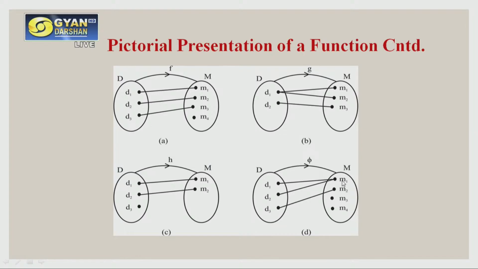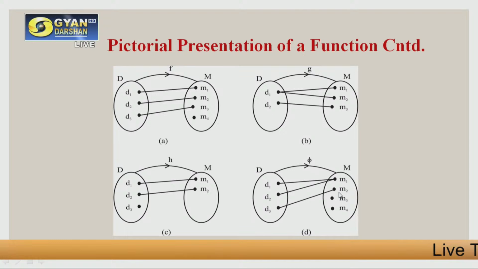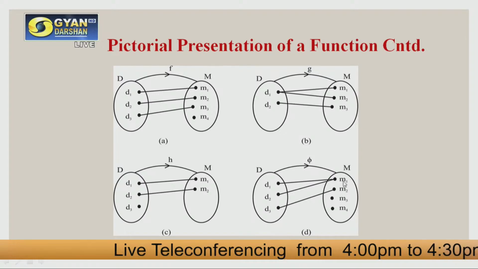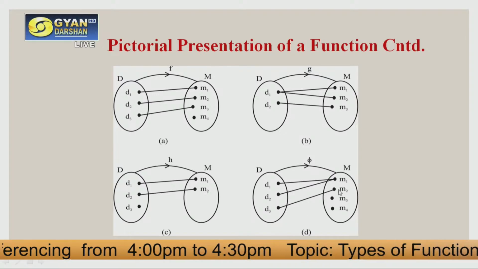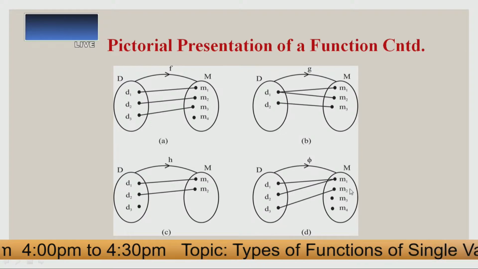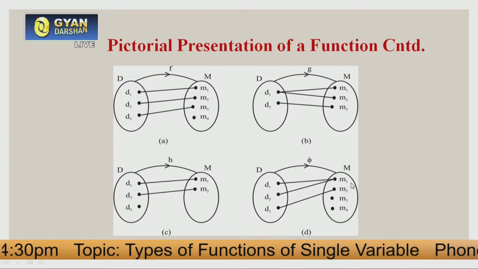Now in part D, the set of all daughters is the domain, so the domain has 3 elements. The codomain is the set of all mothers. But in the range, only those mothers having at least one daughter. Mother M1 has 2 daughters, so she is part of the range. Mother M2 also has 1 daughter, so she is also part of the range. So in the range we have only 2 mothers, M1 and M2.